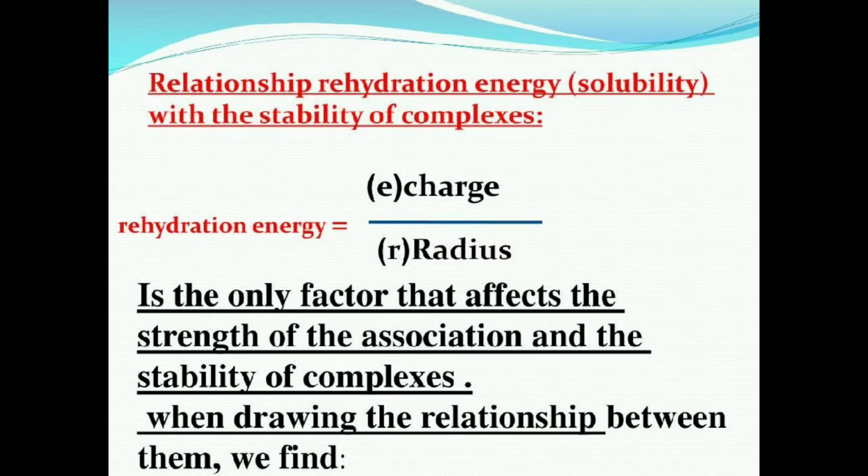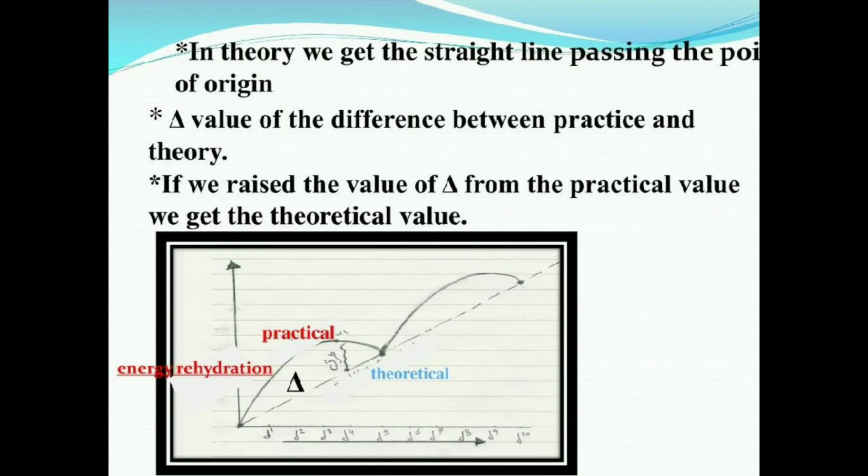When drawing the relationship between them, we find that in theory we get a straight line passing through the point of origin, and delta is the value of the difference between practice and theory. If we raise the value of delta from the practical value, we get the theoretical value. Look here into the graph. Here the hydration energy is on the y-axis, and the d orbitals are on the x-axis from d1, d2, d3, d4, d5, d6, d7, d8, d9 and d10.